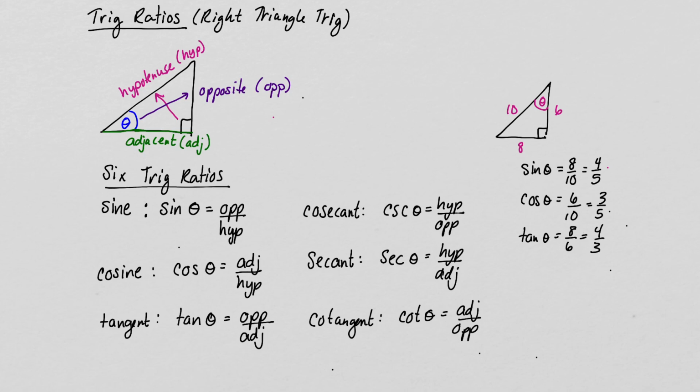And then to get the other ones, we're just going to flip them over. So the cosecant of theta is going to be 5 over 4. The secant of theta is going to be 5 over 3. And the cotangent of theta is going to be 3 over 4.